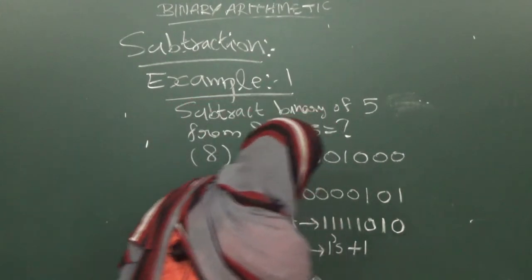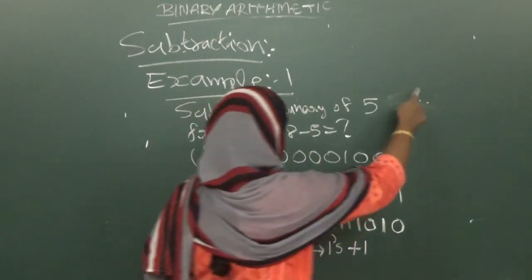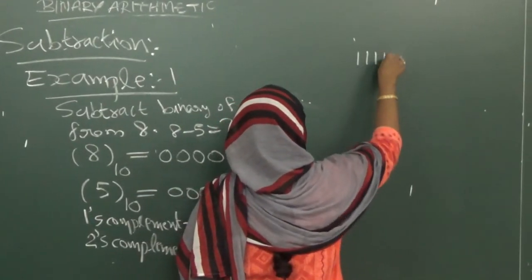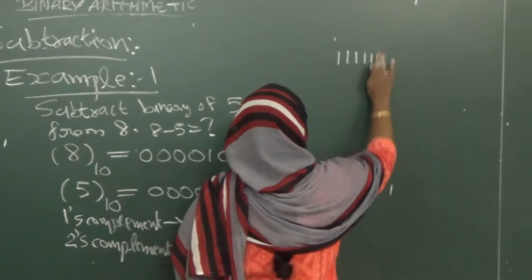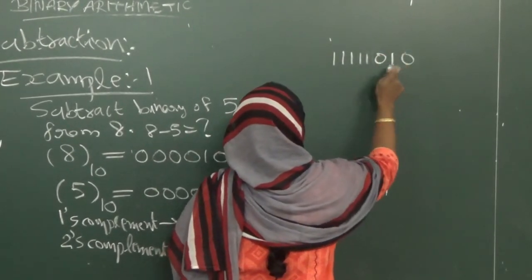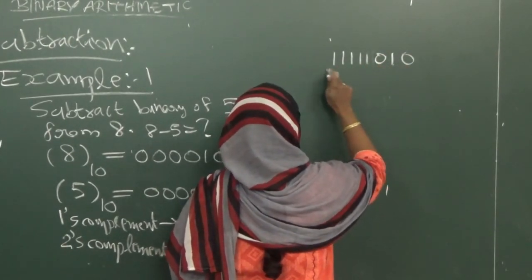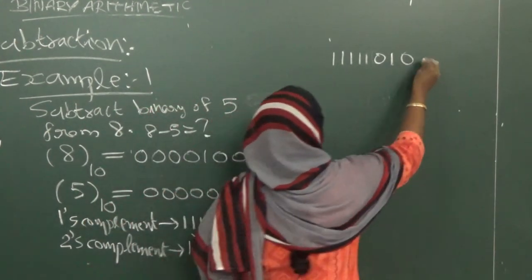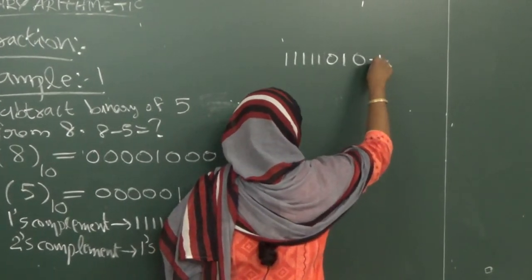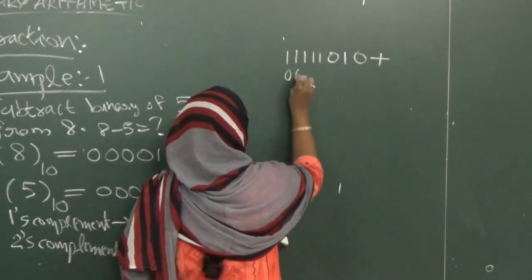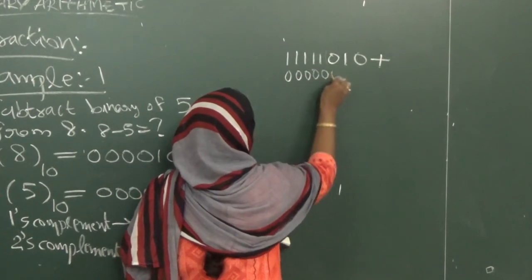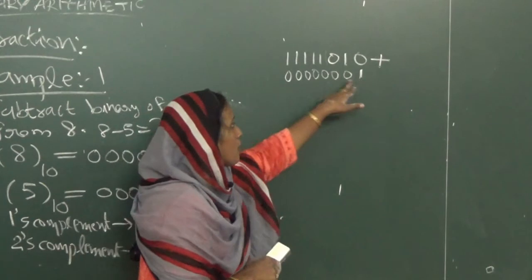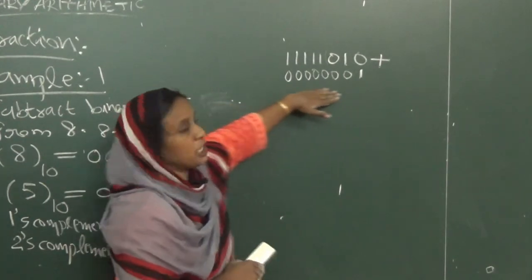Okay? So I can write here in this side: 1, 1, 1, 1, 1, 1, 0, 1, 0. 1, 2, 3, 4, 5, 6, 7, 8. 8 bits. This is our 1's complement of 5. Now we want to add 1 to this: 0, 0, 0, 0, 0, 0, 0, 1. Okay? In order to add 1, you have to put all other bits as 0.